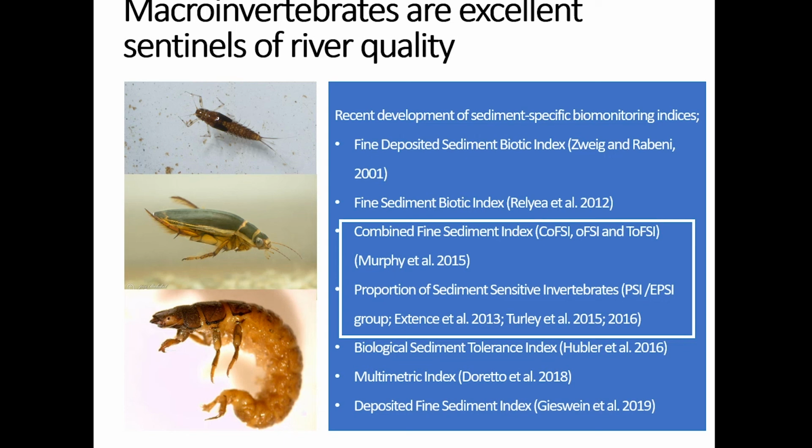The two which have been developed specifically for use within England are the Combined Fine Sediment Index, referred to as the COFSI, and this is the sum of its constituent parts, the OFSI related to the organic fraction and the TOFSI related to the total quantity. And then we also have the empirical proportion of sediment-sensitive invertebrates, the EPSI.